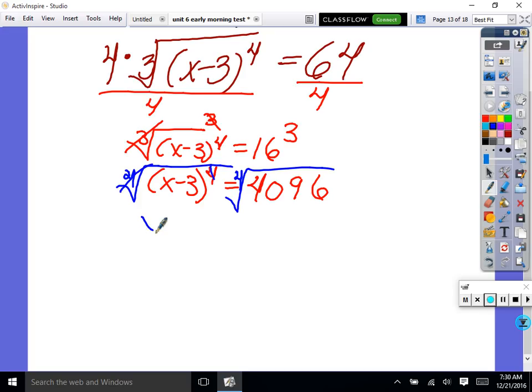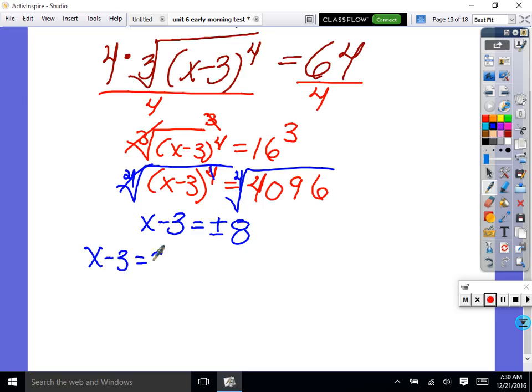So root cancels out with power. We have x minus 3 equals, what's the fourth root? 8, so we get plus and minus 8. Even roots have plus and minus answers, correct, everybody? So then in this one, we still haven't solved for x. We would need to split it up. However, if x was alone, wouldn't we be done?